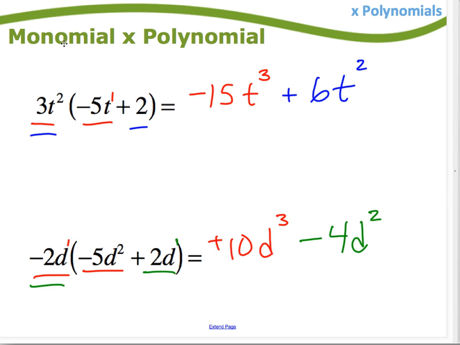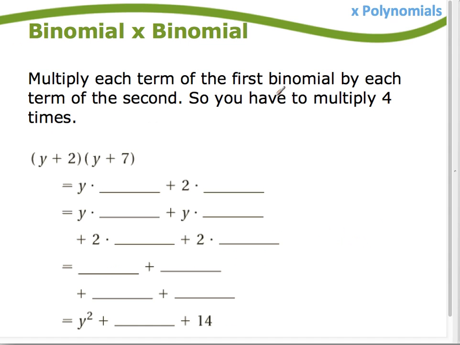So I've done monomial times itself, monomial times a polynomial. Now we'll do the last one. So a binomial or another polynomial times another polynomial. In the book they go through this kind of thing, and basically what you have to do is make sure you multiply each term in the first bracket by each of the terms in the second one.